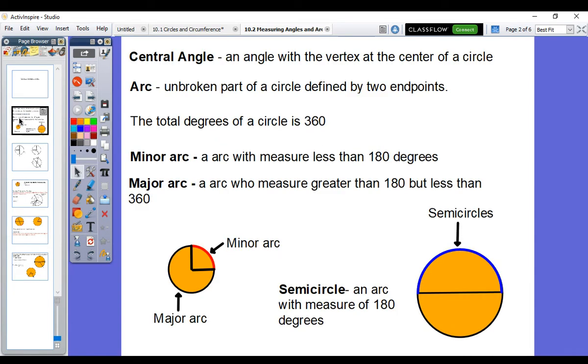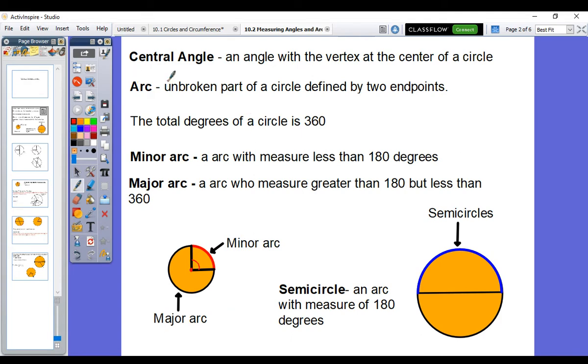So, a central angle is of course an angle where the vertex is at the center of the circle. For example, this right here is an angle: side, vertex, side. So this is our angle. It's a central angle because the vertex is at the center. It's at the center. Okay.